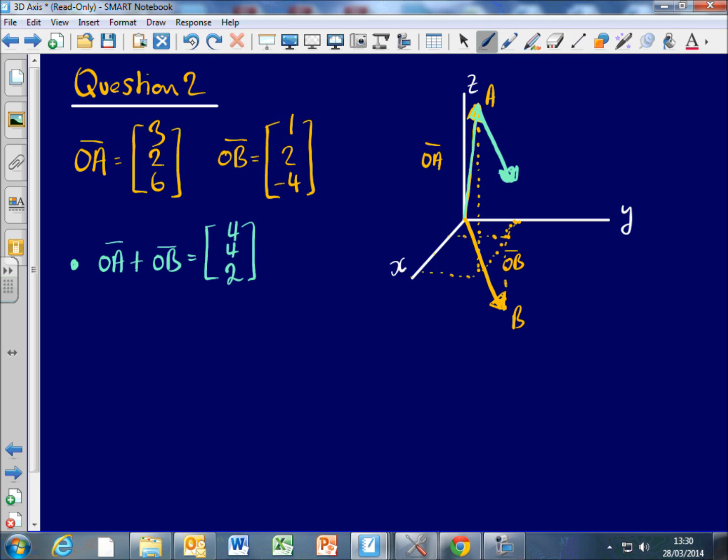Okay, and it says you go 4 down, 4 across this way, 1, 2, 3, 4, and then 2 up to there. Okay, so this vector here is O to A plus O to B. Okay, let's just clear all that. Everyone agree with that? Okay. Next question. What was the next thing we did? Oh, can you tell me the vector A to B?